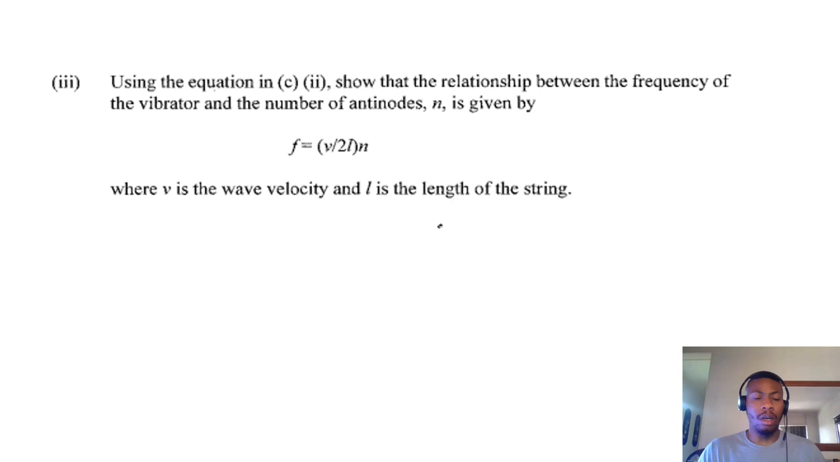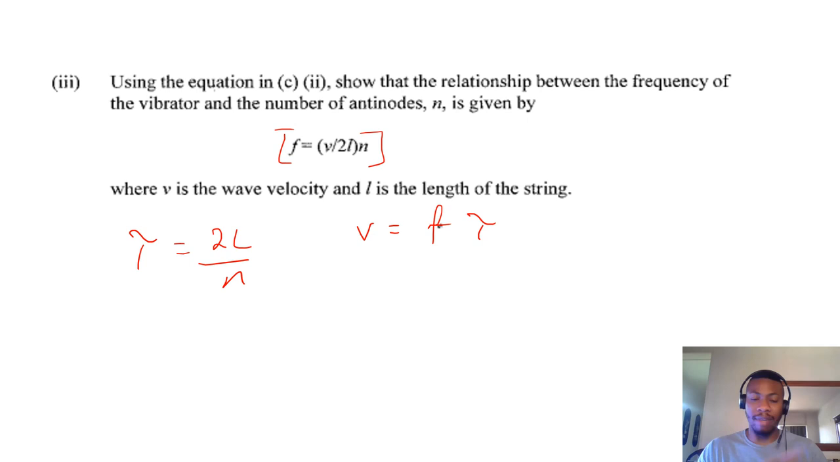So now they ask us to use the equation that we would have just determined, which tells us that wavelength is equal to 2L upon n, and this is just a common thing you should always remember pertaining to standing waves. They want us to link that to frequency and give us this equation. So what you need to quickly remember, because we're dealing with waves, is the wave equation that says speed of wave is equal to frequency times wavelength.